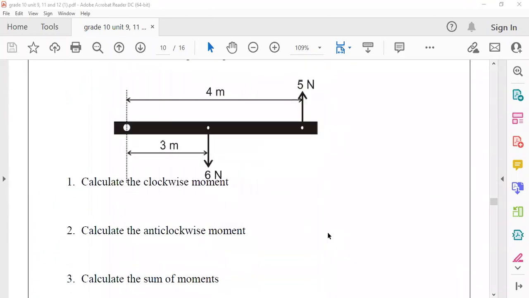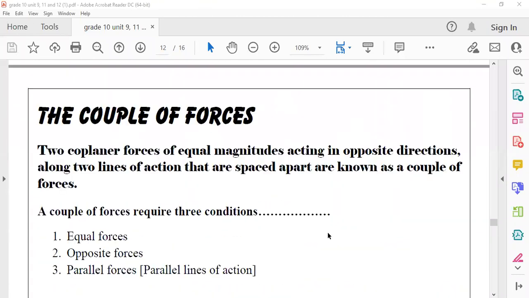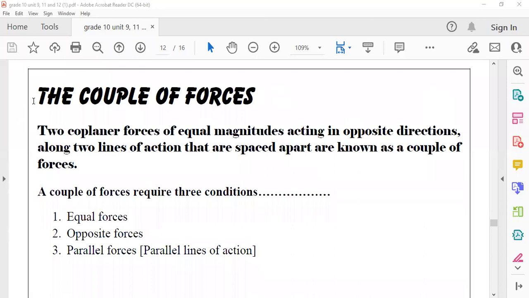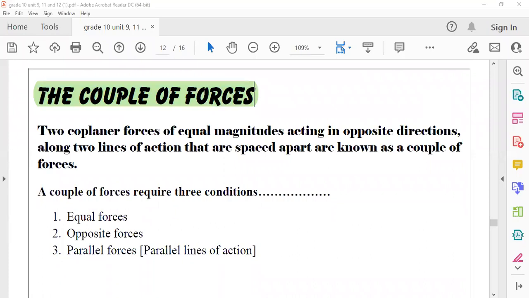So today, in the lesson, we are going to speak about, what is it? Couple of forces. What is the heading? Couple of forces.